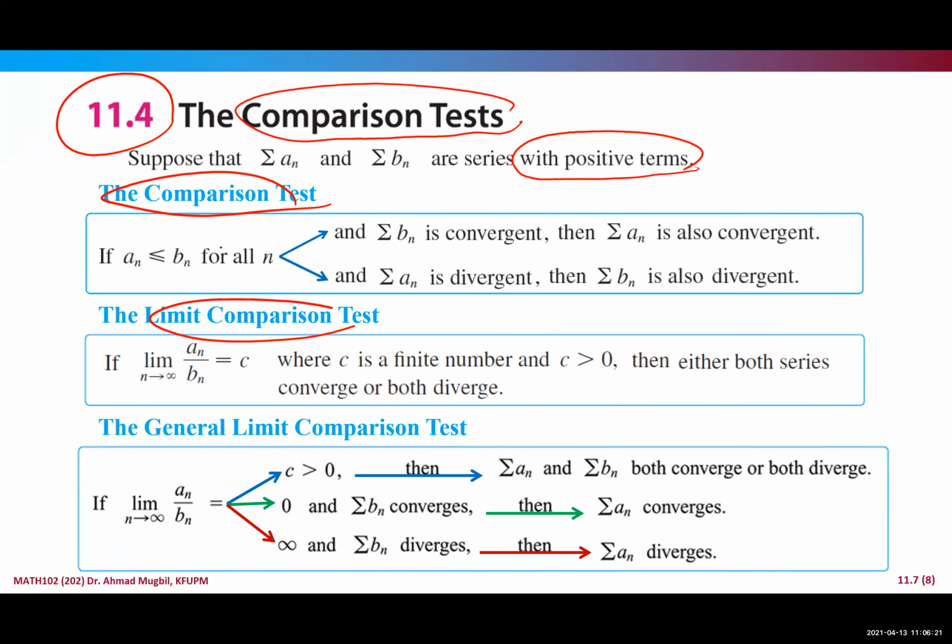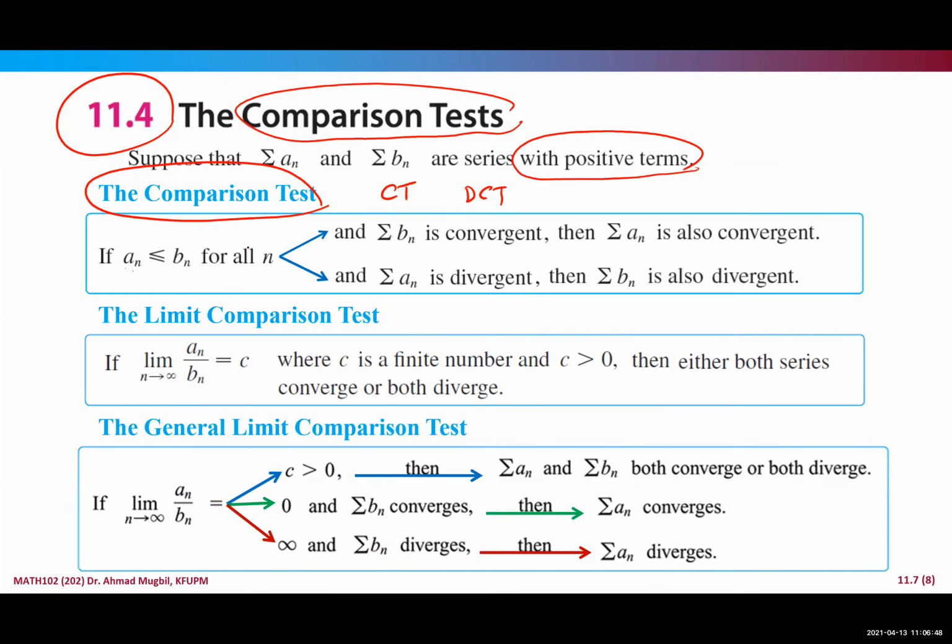So what is the comparison test? The direct, let's start with the direct one. We call it shortly the CT or the DCT. So if you have an less than bn, if the bigger one is convergent, then the smaller one is convergent. So what does that mean? If your series is less than a convergent series, then it is convergent. But if it is less than a divergent, no conclusion.